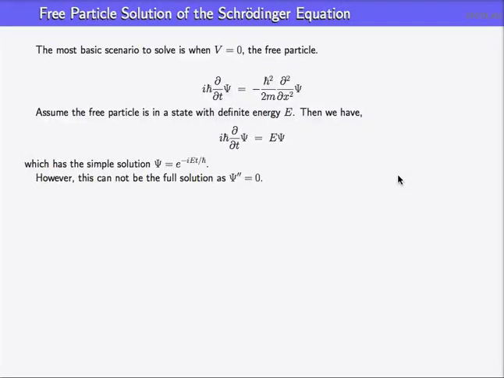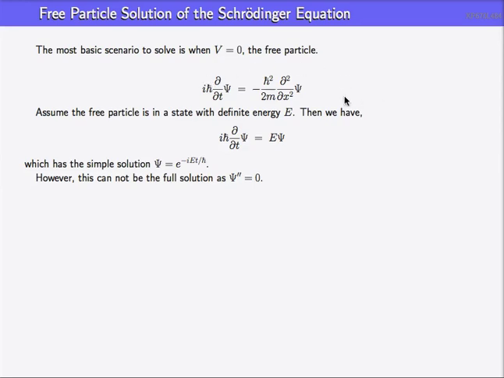In this lecture, we're going to look at what seems to be the most basic case we can think of, and that's the free particle. The free particle is the case when we have the potential being zero everywhere for all time. That's why it's called free, because it's not interacting with anything. There's no potential. In that case, the Schrodinger equation takes the following form we see here.